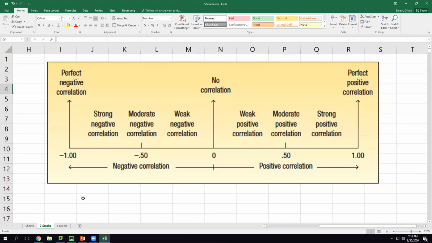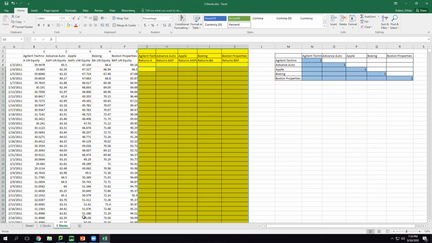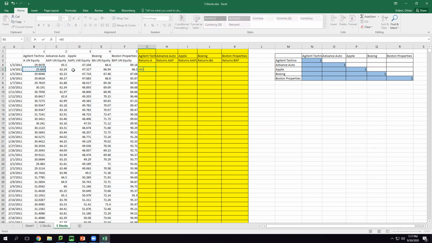Open the Excel sheet once again. There's another sheet called 5 stocks here. Do you see that? Yeah, I've got it. So now let's calculate the returns for all of them.